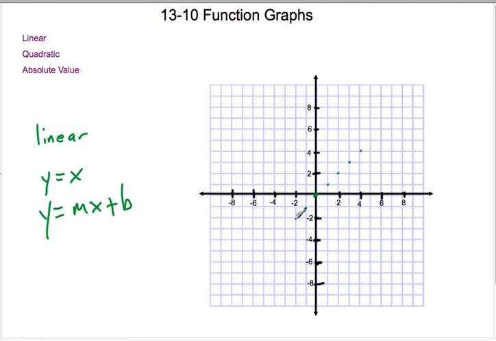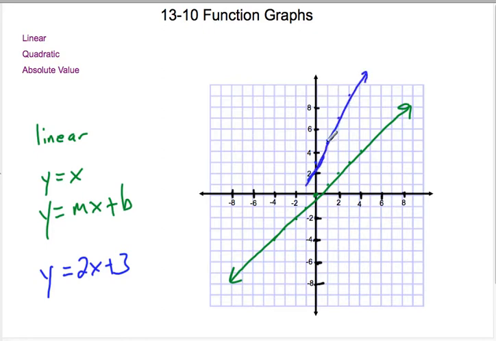And it looks something like this. Now, as you know, because you've graphed a bunch of them, lines don't have to go through 0, 0. It could be a whole different equation, like y equals 2x plus 3, right? And that would start here and then go up like so. Something like that, right? So the y equals x is the parent function, and then changing the slope and the y-intercept changes the way it looks.